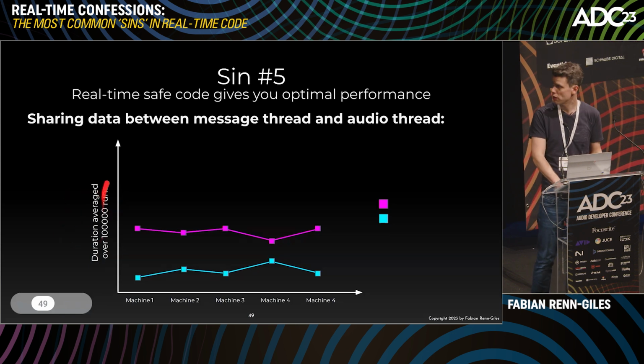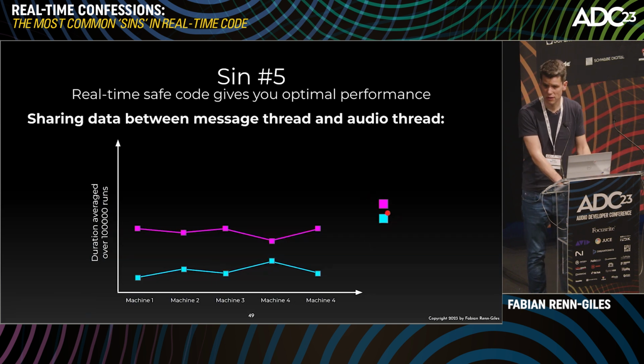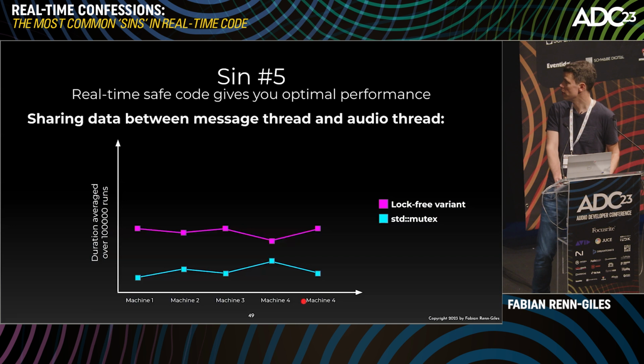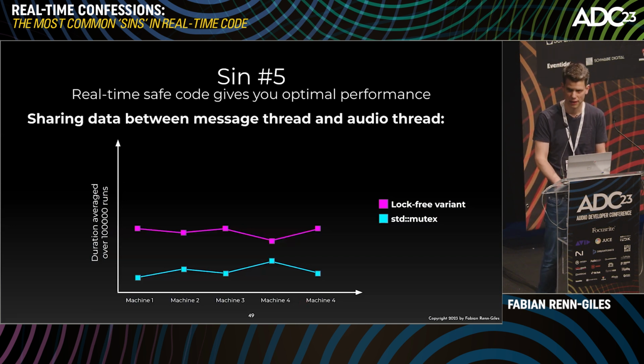On the y-axis, we have the duration of some algorithm, and that means lower is better. And then we've measured this on different machines. And we see one algorithm performs worse and one performs better. Now, who knows which of these algorithms is the lock-free version, and which is the one that uses mutexes? You might not expect it, but the one that uses mutexes is the faster one, right? The lock-free variant is typically slower.